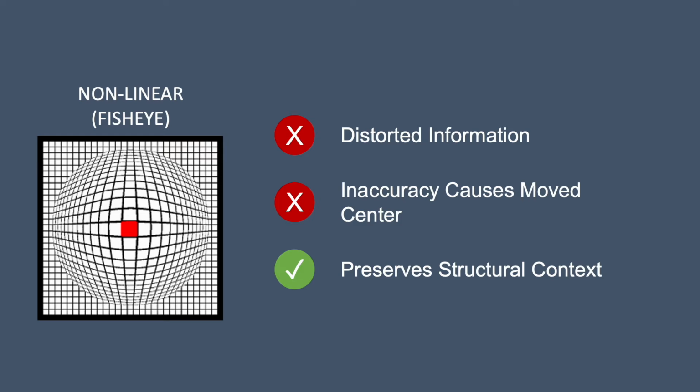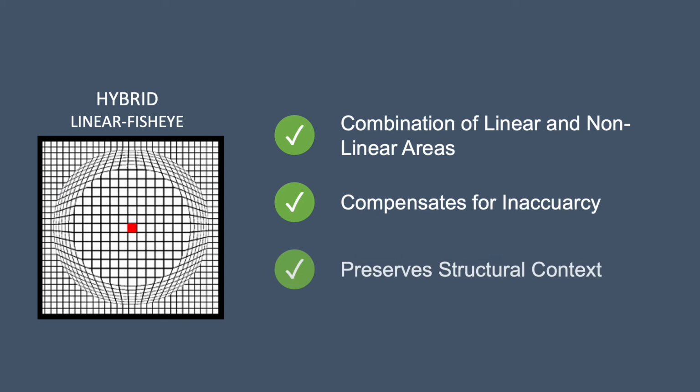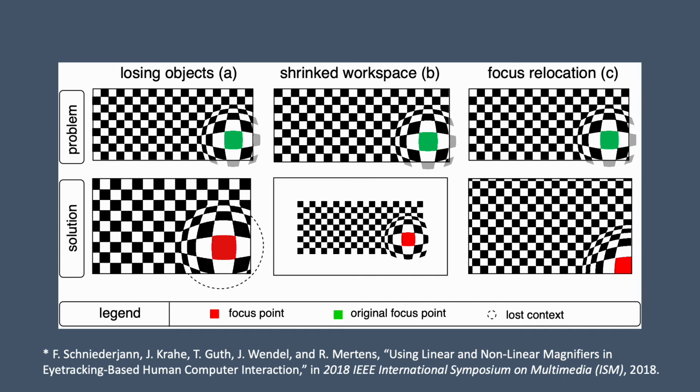But inaccuracy can be a problem when the focus is slightly off-center of the opened magnification. The hybrid approach compensates for this, as the focus relocation due to inaccuracy is only happening inside of the linearly magnified part, while still preserving the structural context through the outer nonlinear area of the magnification.